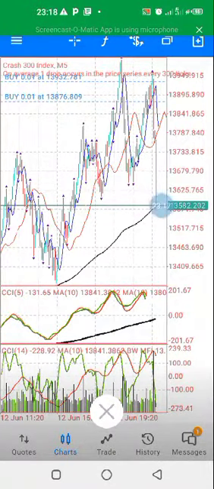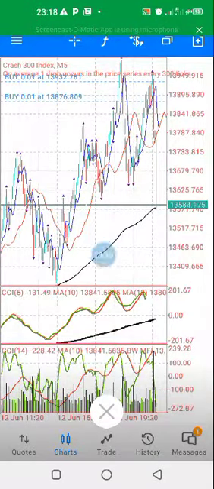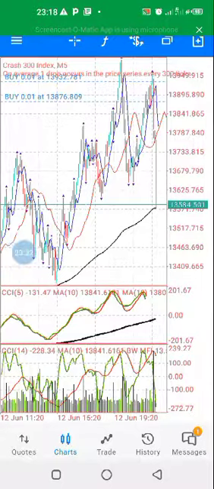This 200 EMA is already reflecting. Once it shoots down, once it drops down, this is a pure sell, a pure downtrend. So the market will be dangerous. I believe you have understood everything. I said it and it happened.